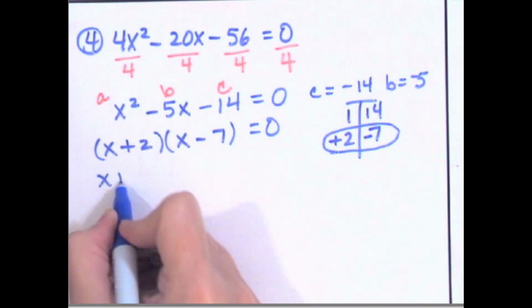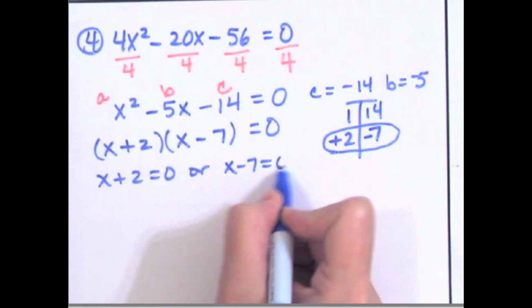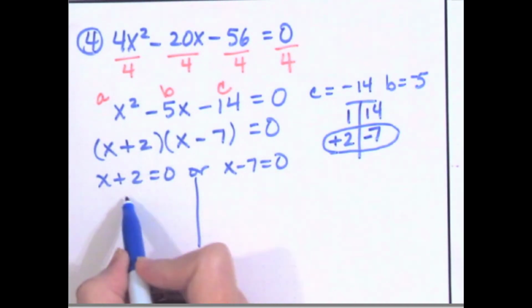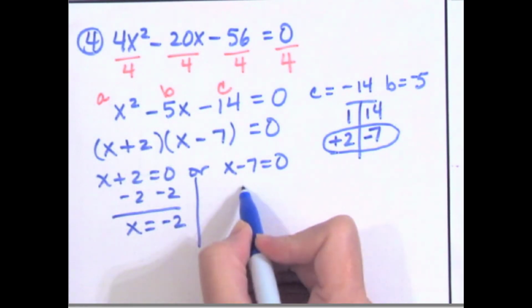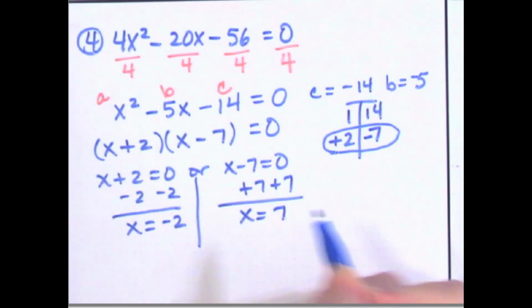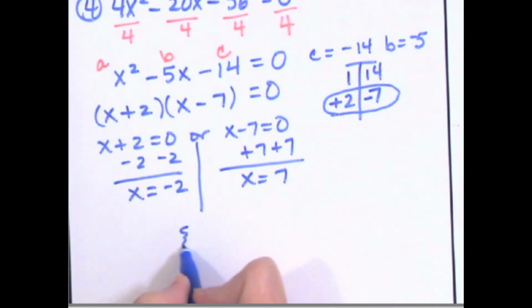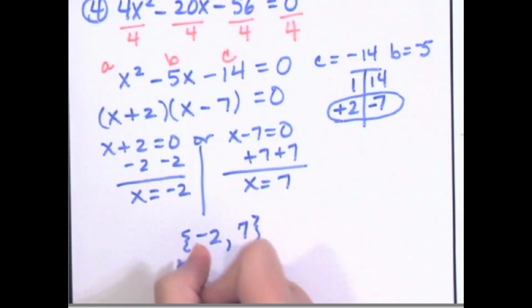Then we'll use our zero product property. And on the left, we'll take away 2 to get x by itself. Here we'll add 7. And then we can write our answers, smaller number first, if you prefer.